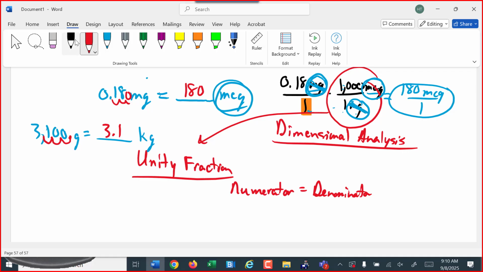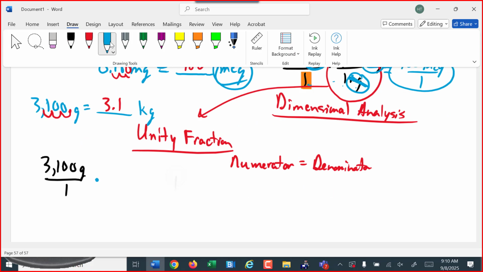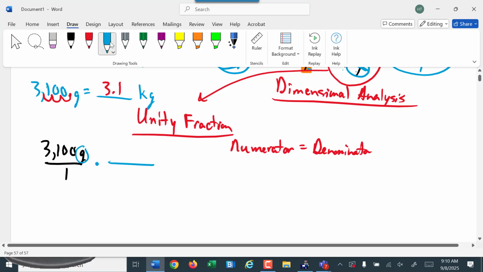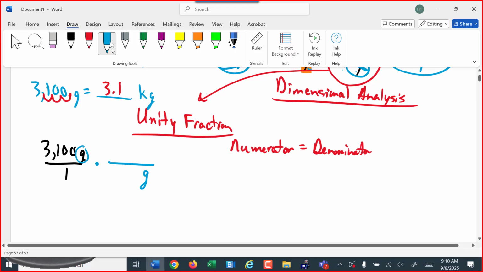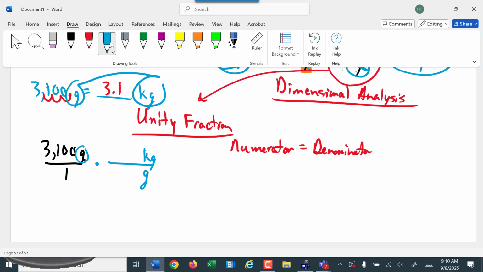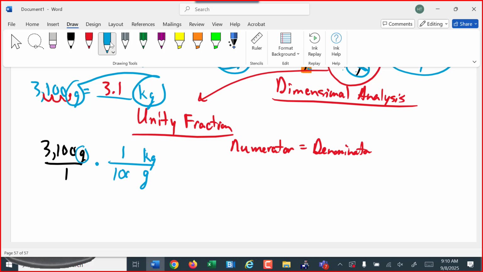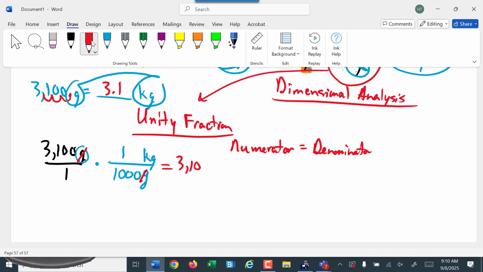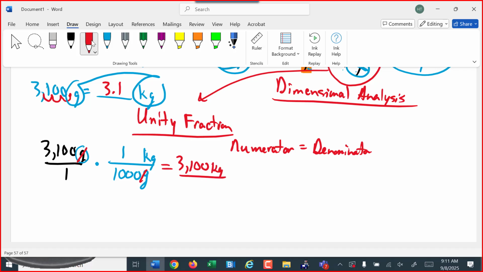Or the other option, again, to use the dimensional analysis. I have my 3,100 grams over 1. Again, I'm trying to get rid of grams, so I'm going to put grams on bottom. I'm converting grams into kilograms, so I'm going to put kilograms on top. And I know that 1 kilogram is 1,000 grams. And so now the grams will cancel out. On top, I have 3,100 times 1 kilogram. 3,100 kilograms. And on bottom, I have 1 times 1,000, which is 1,000.